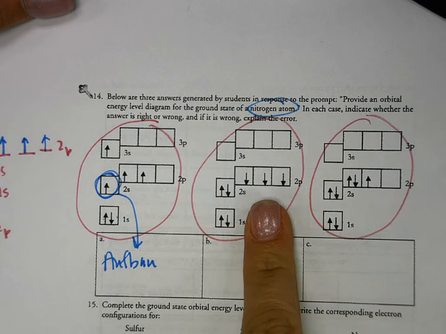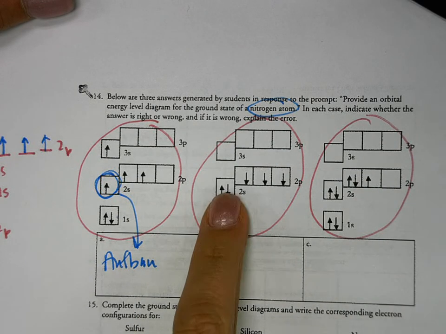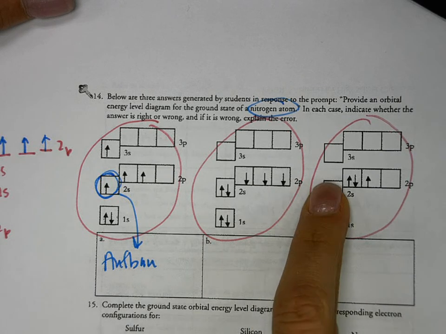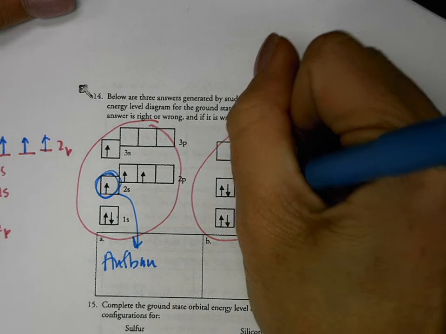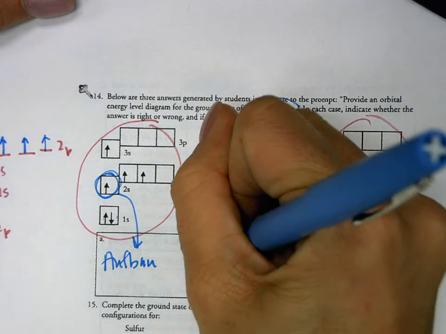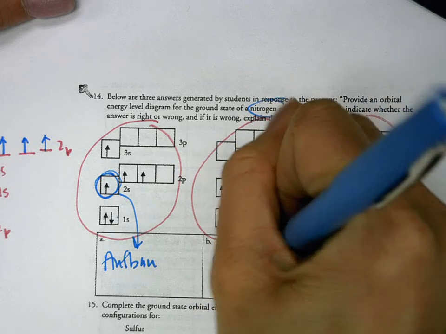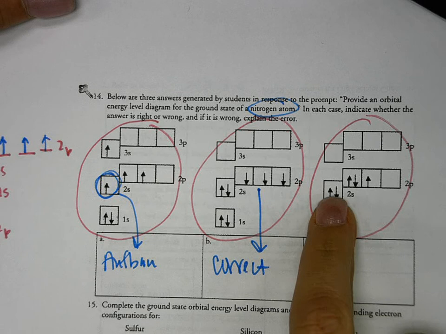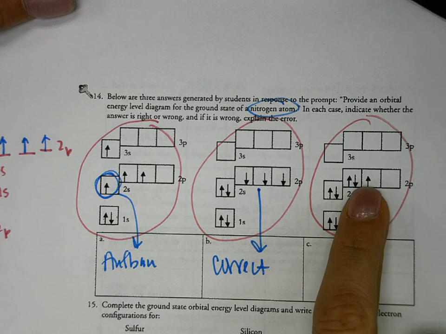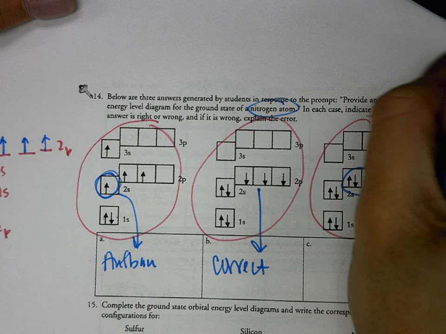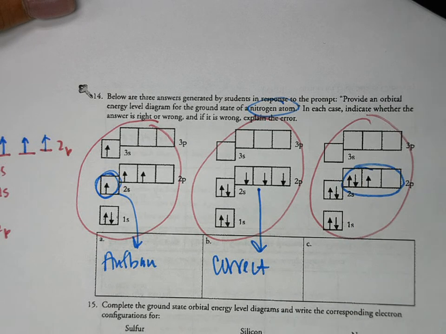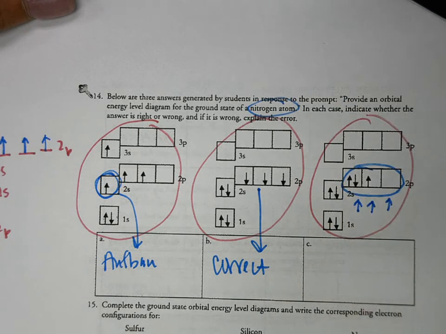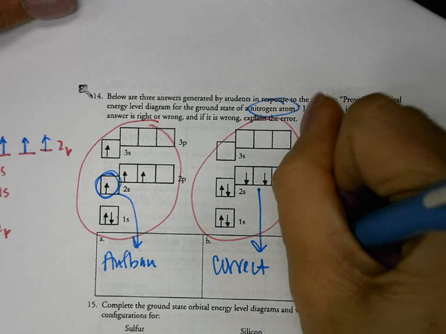Second one, they doubled up, then they filled that one, and then they filled those up. They can go down first. They're all in the same direction, so this is correct. Okay, C, we doubled up here without filling every bunk or orbital first. So really it should look like this: up, up, and up. They doubled up, and that is a violation of Hund's rule.